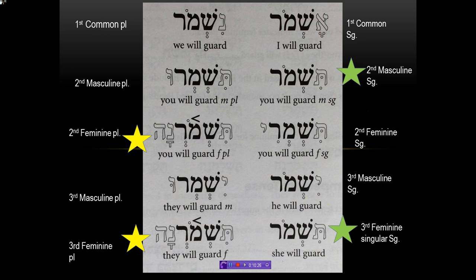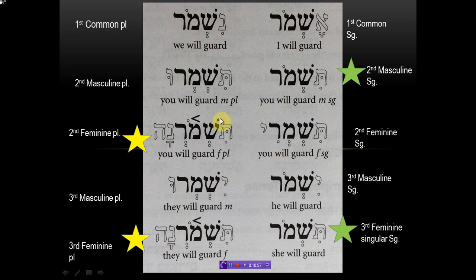So yishmor, he will guard. Tishmor, she will guard. Again, here we see that the third feminine singular is identical in the way that it looks to the second masculine singular. Nishmor, this is a form we've already seen. The noon and the hirik mark the first common plural. Tishmeru, this is the second masculine plural. You will guard, referring to a group of men or to a mixed group. You all will guard.